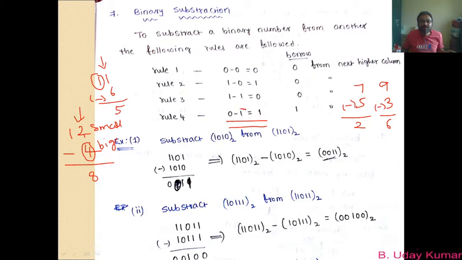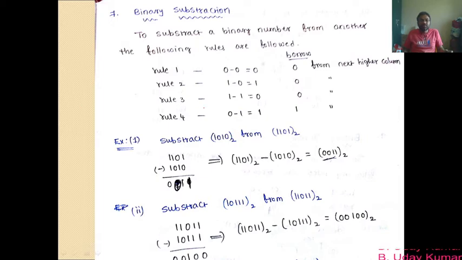When you subtract 1, which is bigger in comparison to 0, from 0, you will get 1. Obviously you will get 1, but you have to borrow 1 from the next higher order column. When you borrow 1, it becomes 10, and 10 minus 1 is 1, you know that already. That is how we subtract one binary number from another using these rules. Anyway, let us try to understand binary subtraction by solving some numericals.